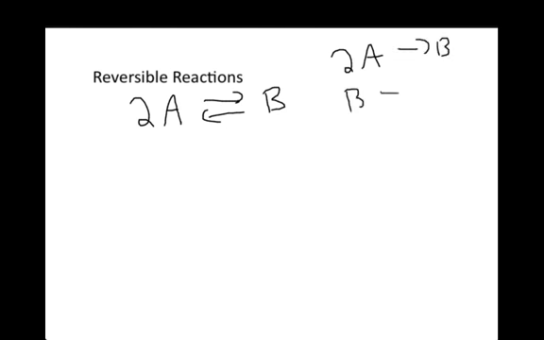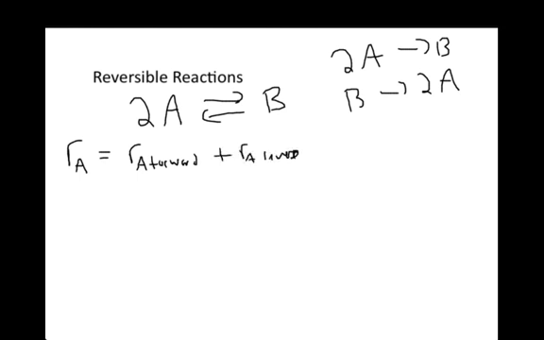Now, for reversible reactions, our elementary rate laws get a little more complicated. Take, for example, our reaction 2A reversibly goes to B. We can look at this as really two reactions where 2A goes to B and B goes to 2A. We still want to write our overall reaction rate with respect to A here, and so r_A is going to just be the sum of r_A forward and r_A in reverse.